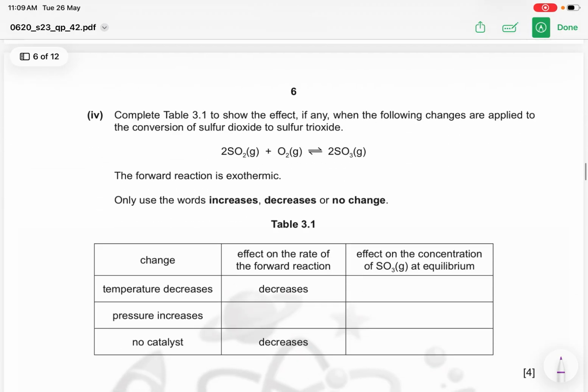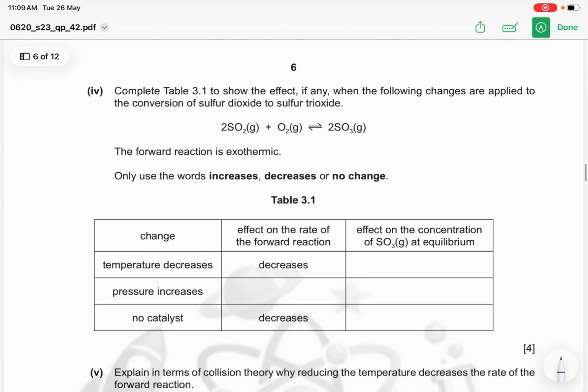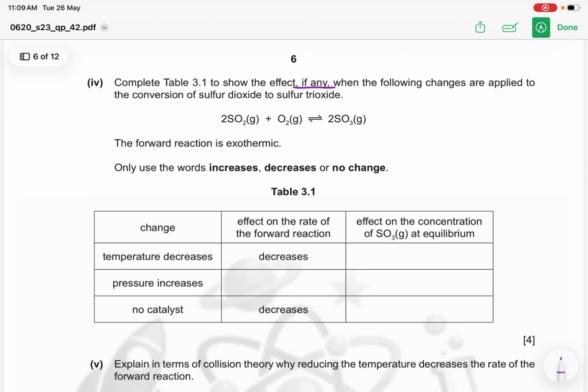Next, complete table 3.1 to show the effect, if any, when the following changes are applied to conversion of sulfur dioxide to sulfur trioxide. The forward reaction is exothermic. It is clearly mentioned. Okay, you have to use increases, decreases or no change. Only these words should be used.